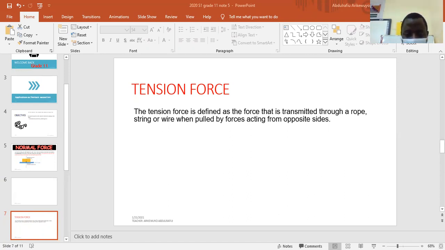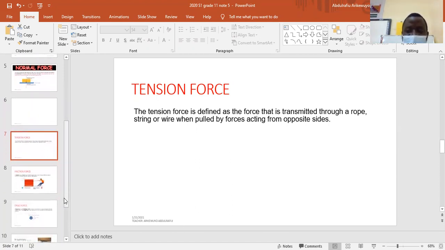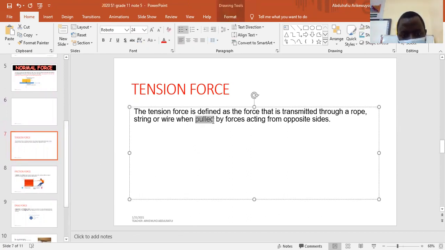Okay, so now, in simple terms, tension force is that force that exists or that is transmitted through a rope, a string, or a wire when they are pulled in the opposite sides. So it means that for you to have a tension force, there has to be a rope or wire or string, then they have to be pulled, right? They have to be pulled on the opposite side, as you can see there.